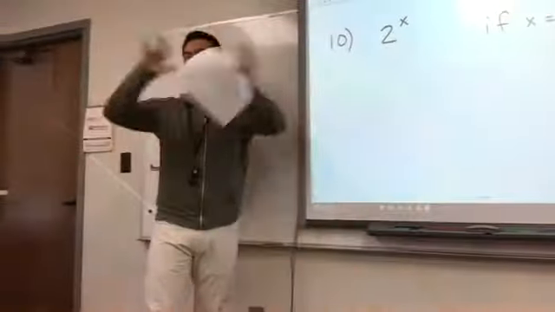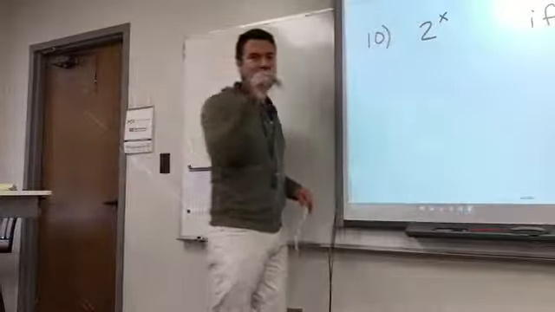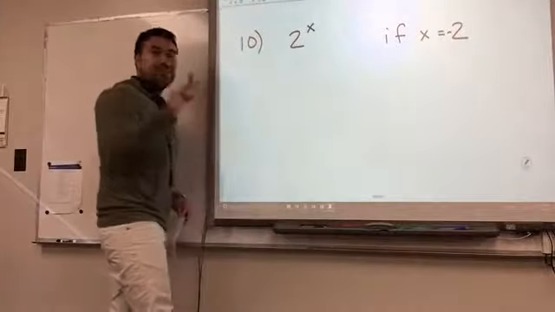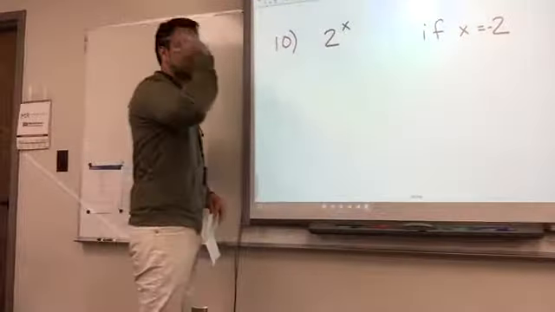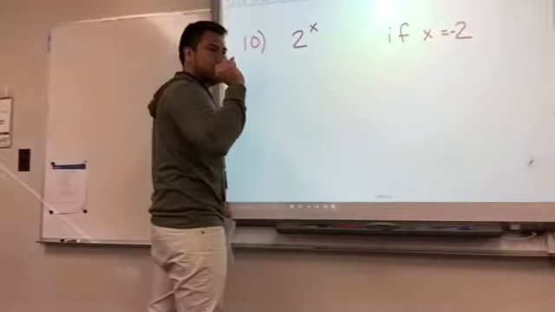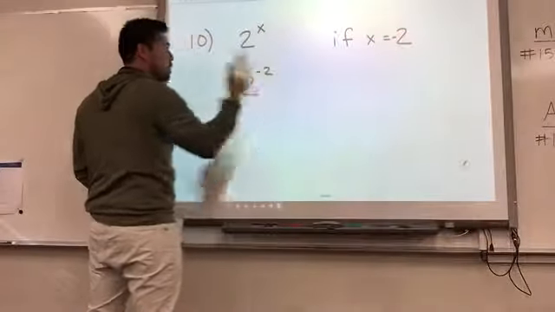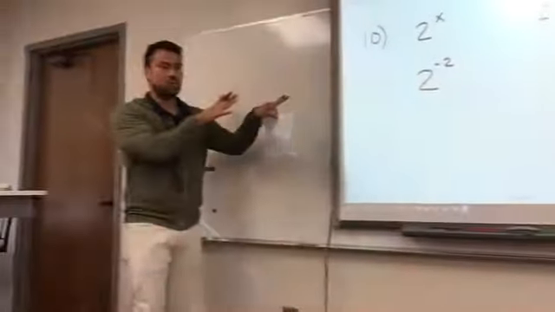So what do you think I have to do first in this problem? You multiply 2 times negative 2? Before you even start multiplying, dividing, all that stuff, what do you do? You replace the x. Replace x with negative 2. Very nice. You just replace it right now. Now that's what you're working with.